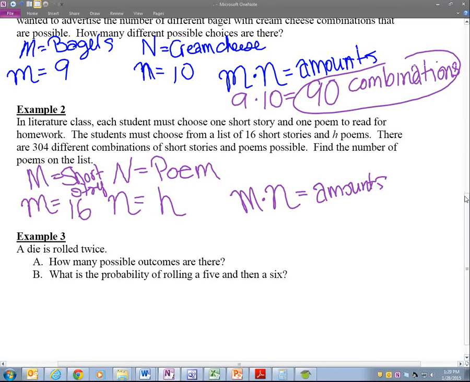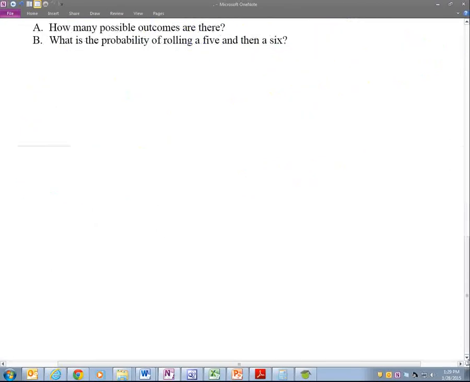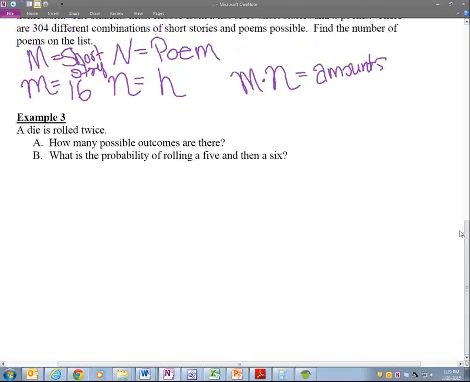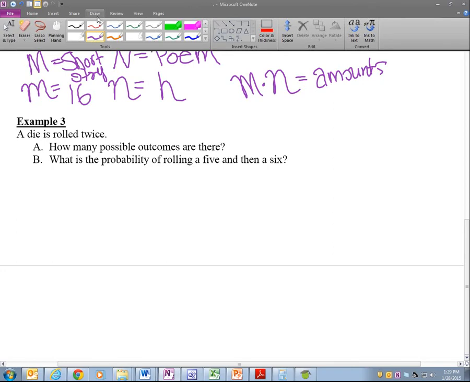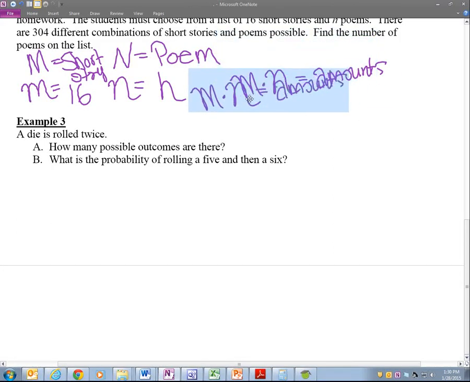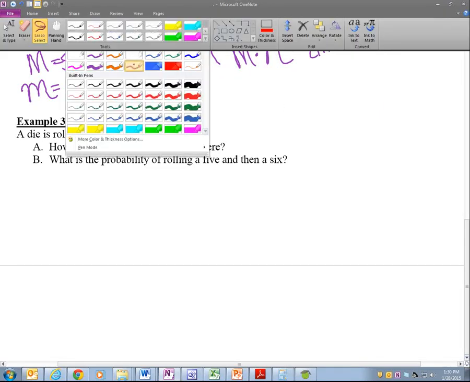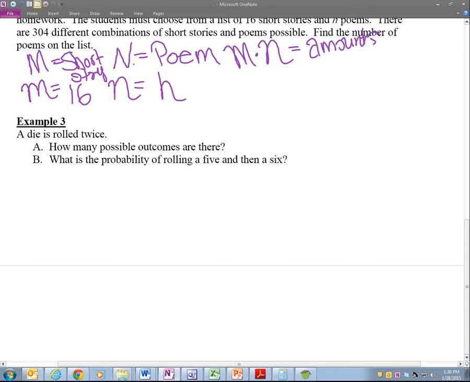Trey, I have the next step. What is the next step, sir? And when we replace these, what are we really doing? Substituting. So we are going to have our M, which is 16. We have our N, which is H.